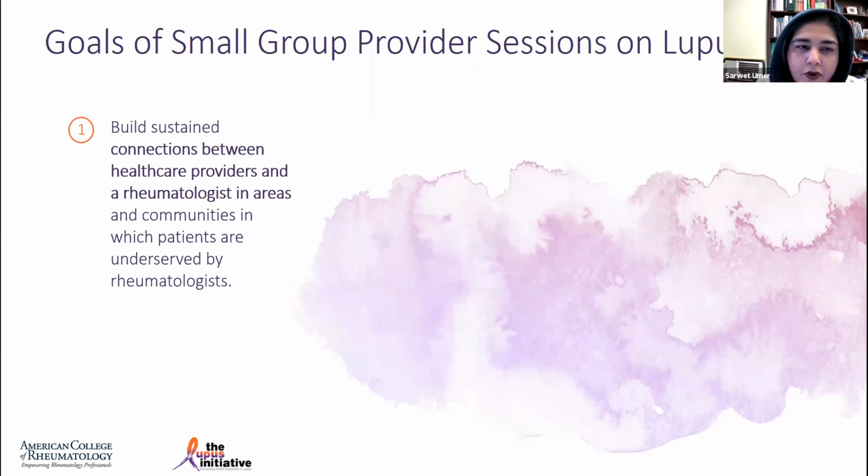So we want to build on the small sessions that got started with ACR, with the Lupus Initiative, a great connection between healthcare providers and rheumatologists in the areas and communities where they are underserved by rheumatologists. Just having access to a rheumatologist, and even sometimes discussing a patient curbside, can give great help to a lupus patient. You may be seeing a lupus patient in your practice, and it's a matter of just talking to a rheumatologist and recognizing them on time.